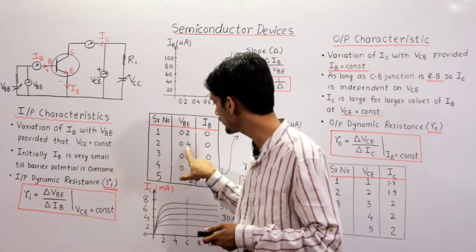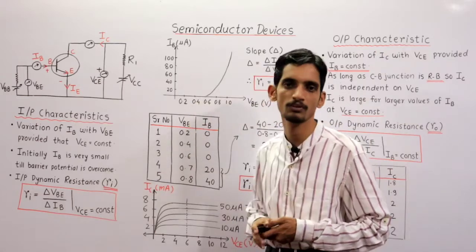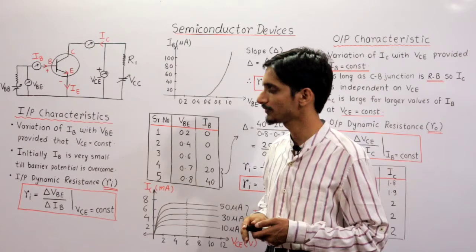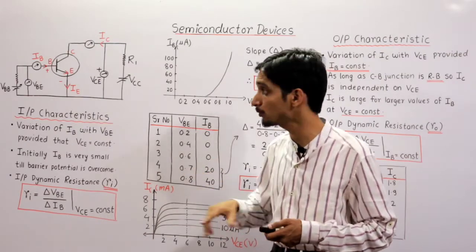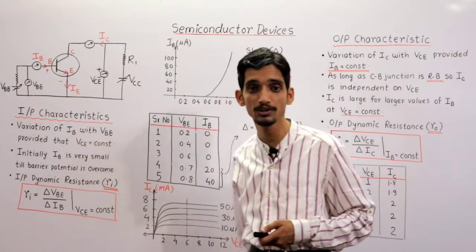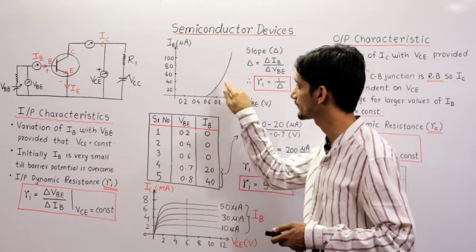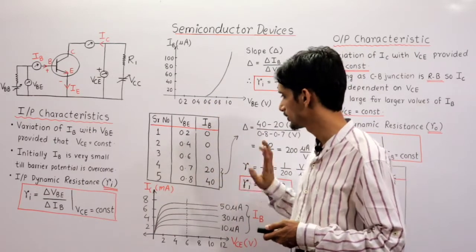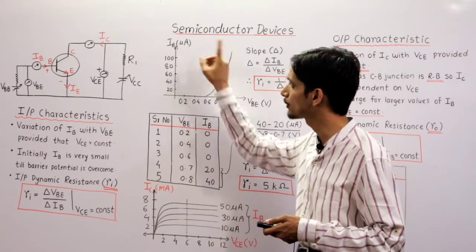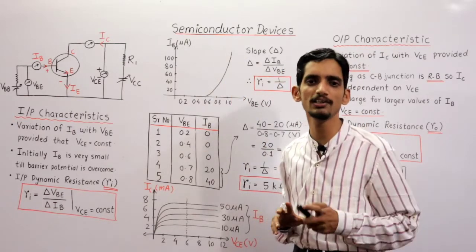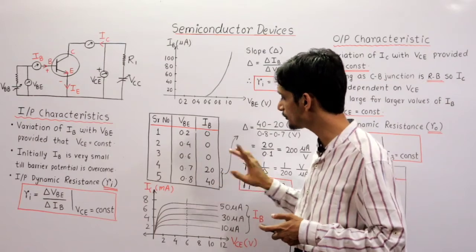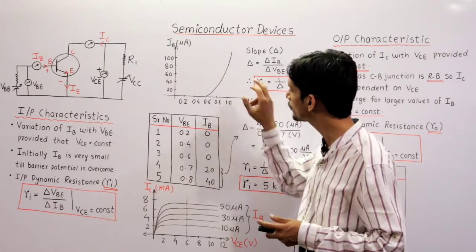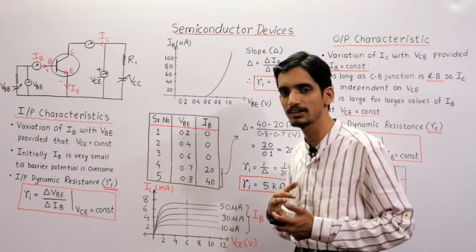Suppose VBE is 0.4, then again the current is 0. At 0.6 also the current is 0, but once it reaches 0.7 volt, the current increases and its value is 20 microamps, because base current is measured in microamperes. So the base current is 20 microamps for 0.7 volt. Afterwards, for 0.8 volt, the current is 40 microamps.